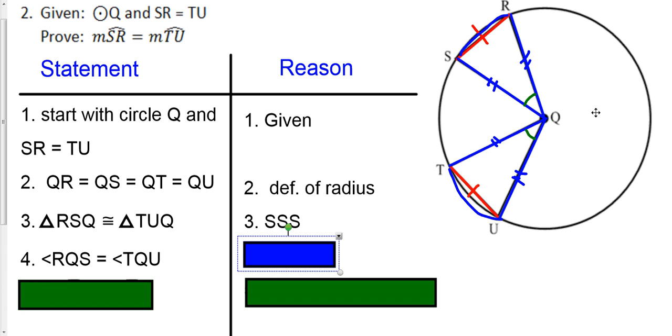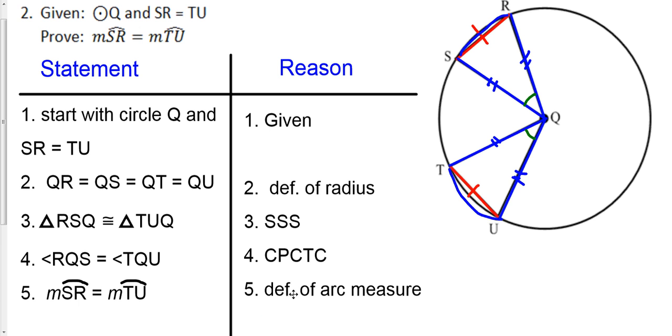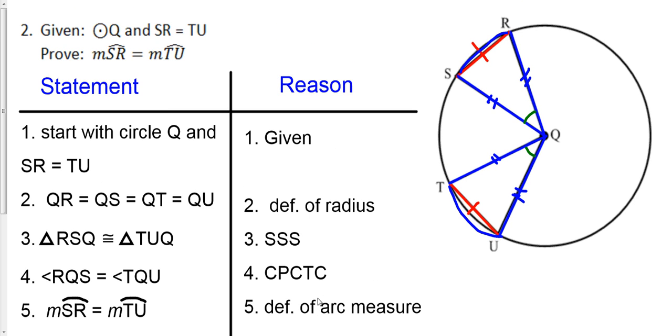Why can I say those angles are the exact same? Corresponding parts of congruent triangles are congruent. These two pieces match up, so these have to be the exact same angle. Now, if this angle is the same as this angle, then the arc that it makes has to be the same as the arc that this one makes. So we would be able to say the measure of arc SR equals the measure of arc TU. Why is that true? Because of the definition of arc measure. Because these angles are the same, their arc measures have to be the same. So again, remember, in the end, that's just proof that that arc-chord congruency theorem works. And that was the last part that we looked at in our last lesson.